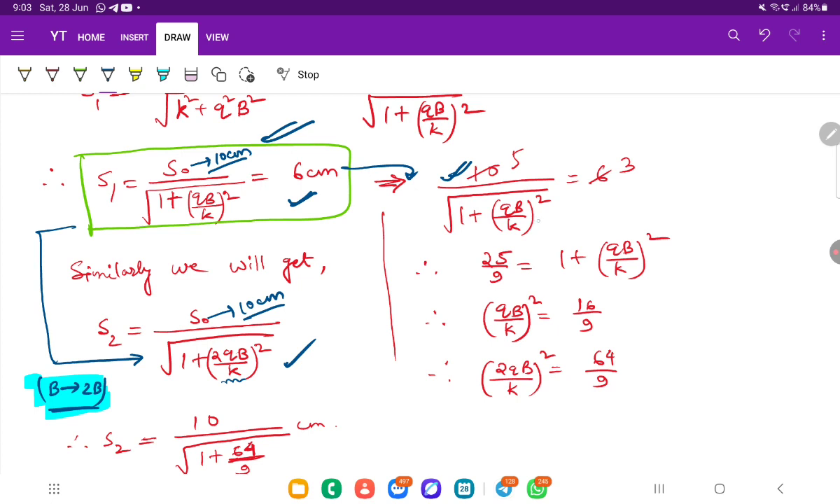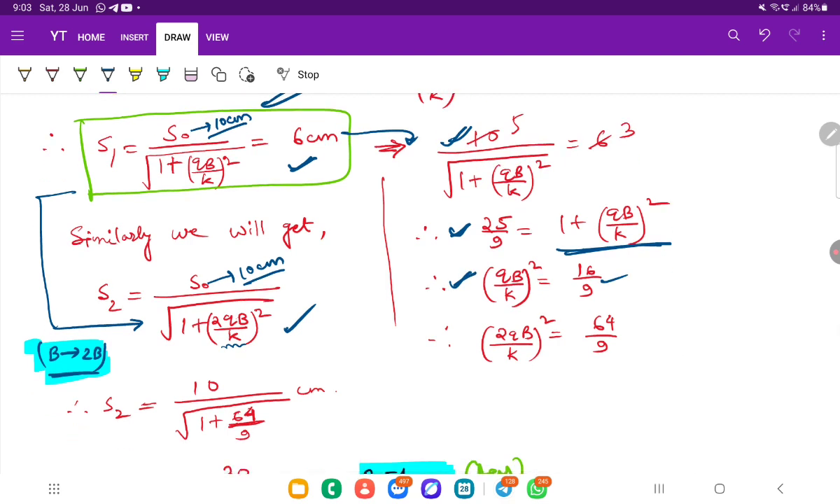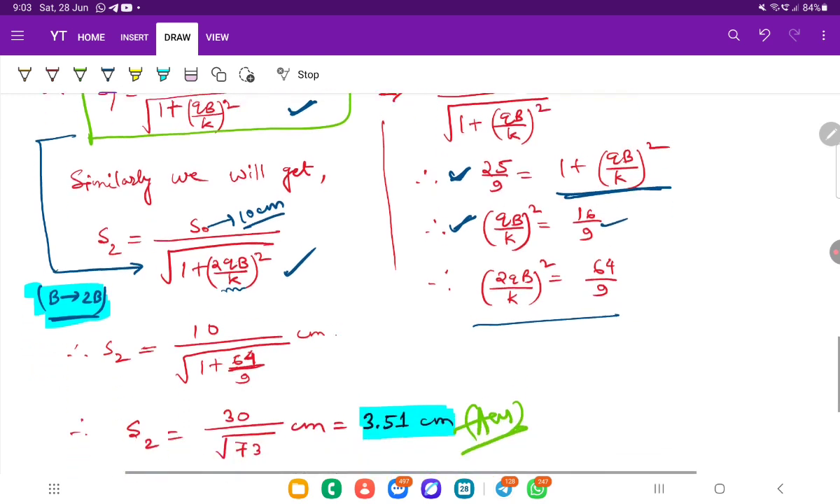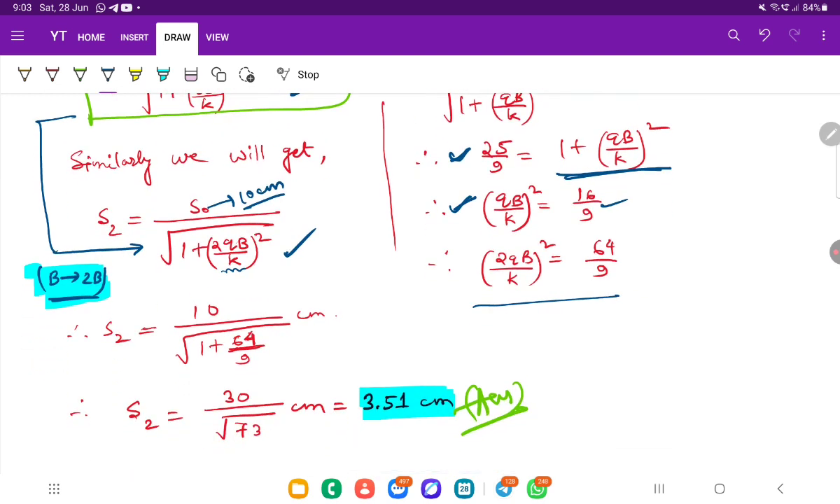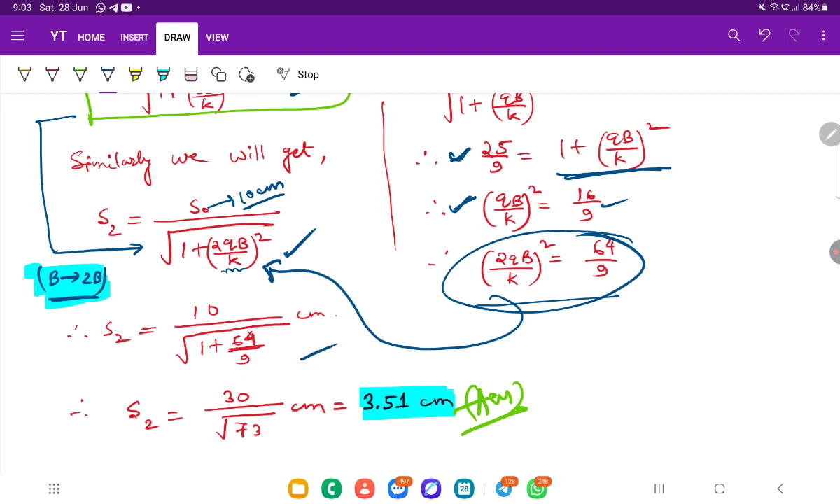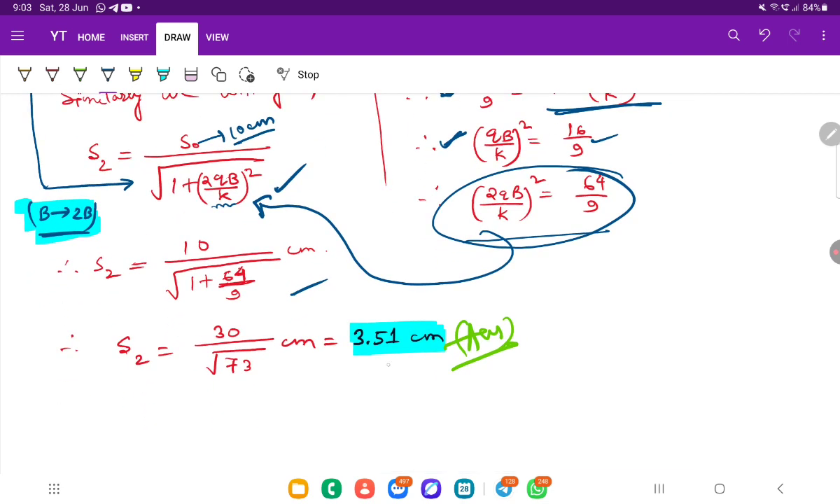Now it's a simple calculation, I guess. Square both sides and take the 1 plus (qB by k) square term here, and it will be 25 upon 9. So (qB by k) square will be 16 upon 9, and multiply both sides by 4. You'll get (2qB upon k) square equals 64 by 9. Just put this value here and you will get this. After calculating, the answer is coming 3.51 centimeter.